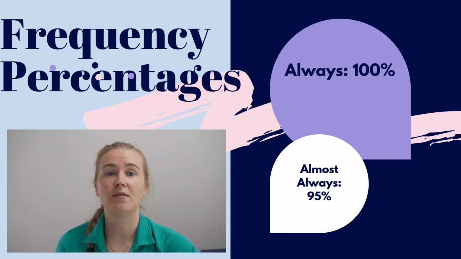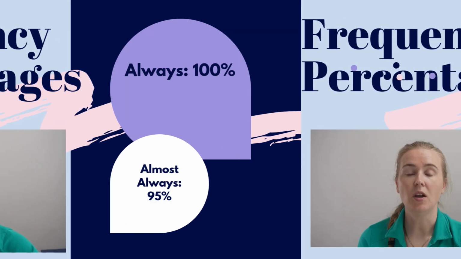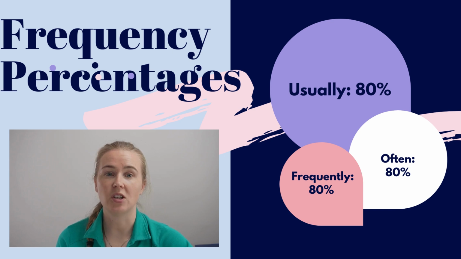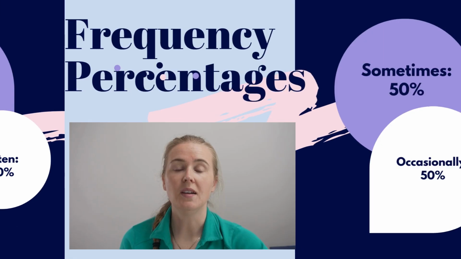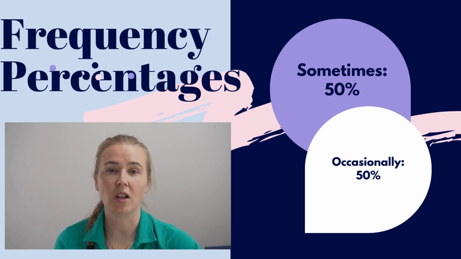Let's look at the frequency percentages. Always is used for actions that happen 100% of the time. Almost always is for about 95%. Usually is for actions that happen about 80% of the time. Often and frequently are used similarly. Sometimes or occasionally represents actions that happen about 50% of the time.